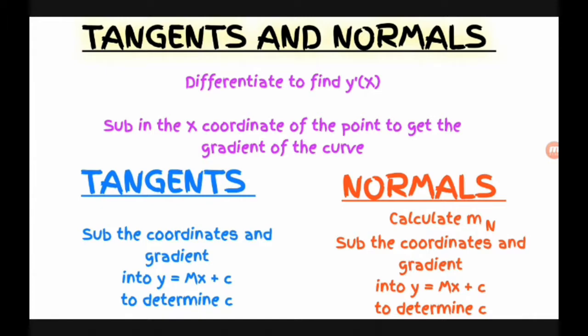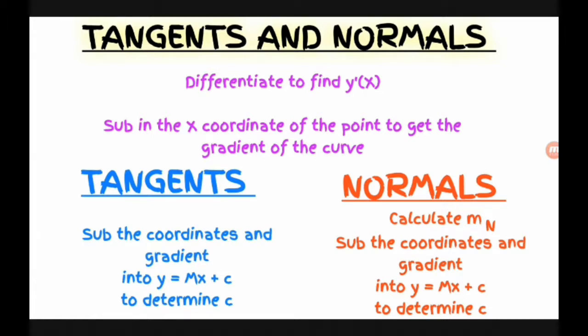If we're looking for a normal, there's a tiny bit more work to do. First of all, once we've got the gradient of the curve, we then need to work out the gradient of the normal. So I've called that here mn. Remember, the gradient of the normal is -1 divided by the gradient of the tangent, or the gradient of the curve.